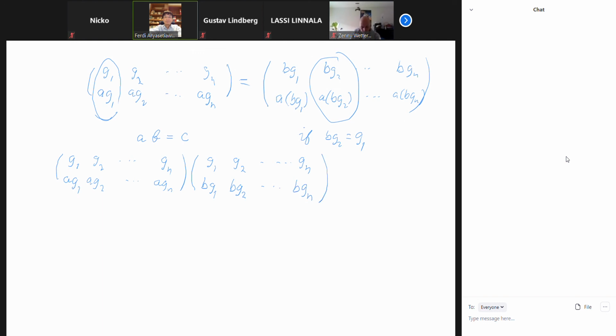Now I use the property that we have here. So I'm going to replace the first element here by BG1, BG2, BGn, ABG1, ABG2, ABGn, and then times this one. And let me write that quickly.